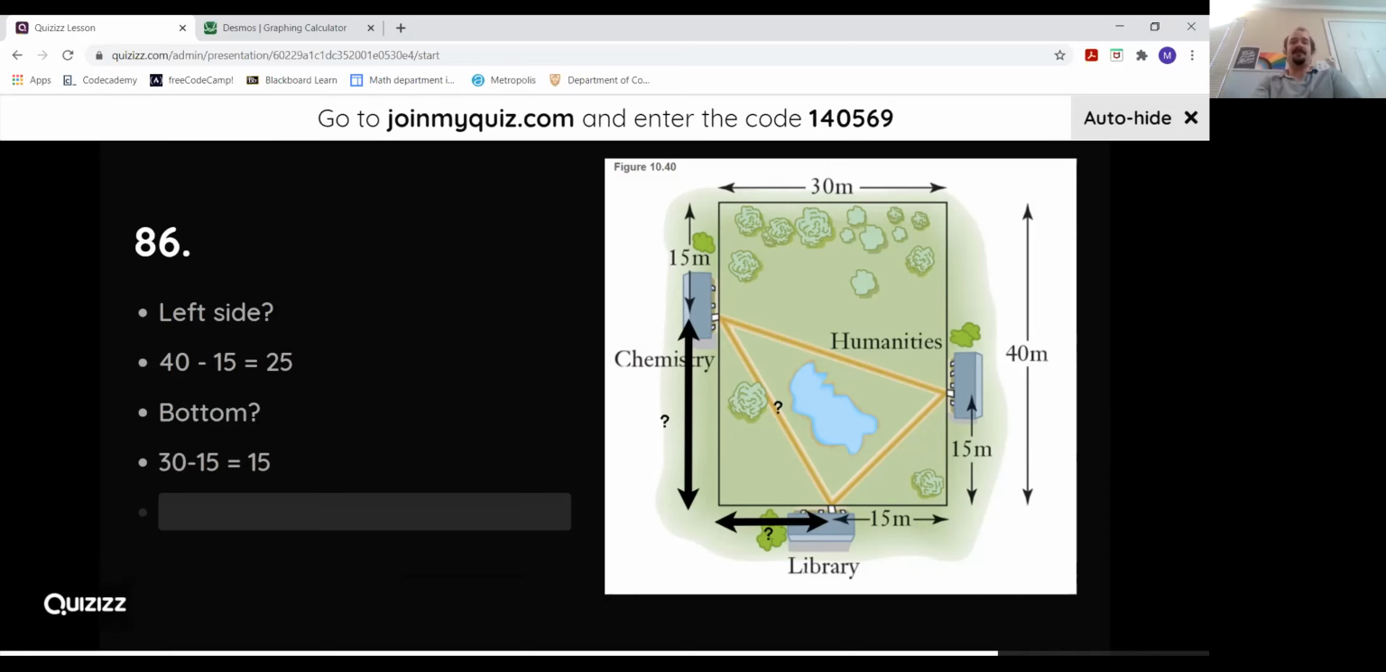But if we do this, it's 30 minus 15. That's the bottom there.